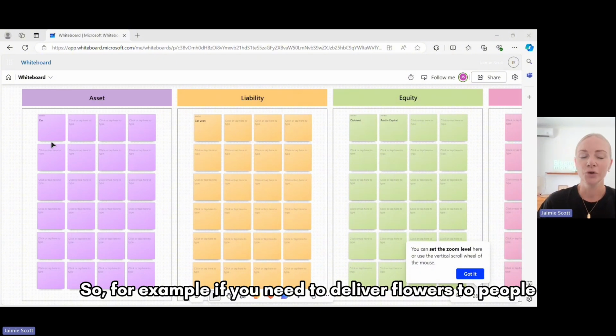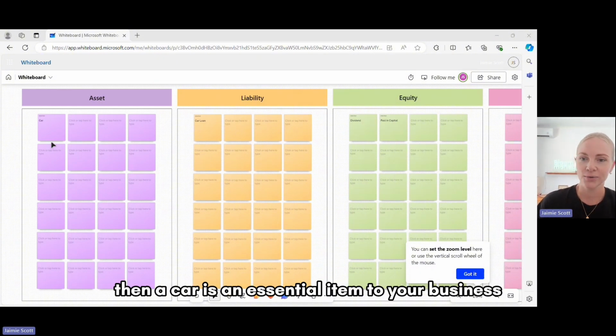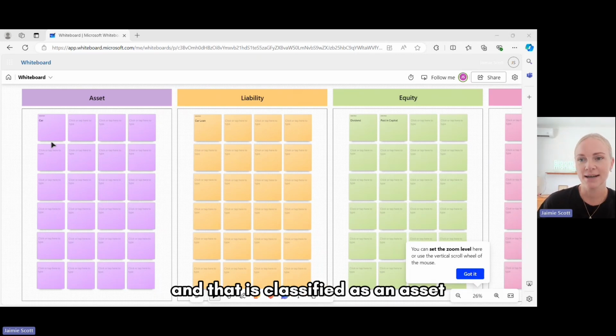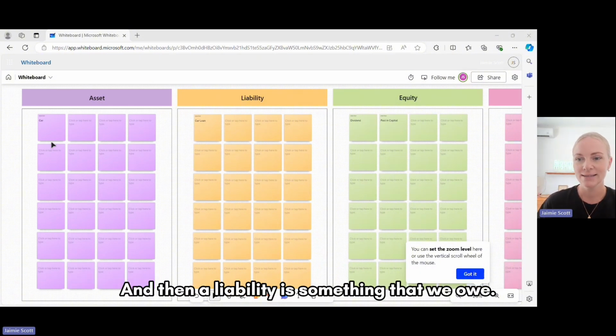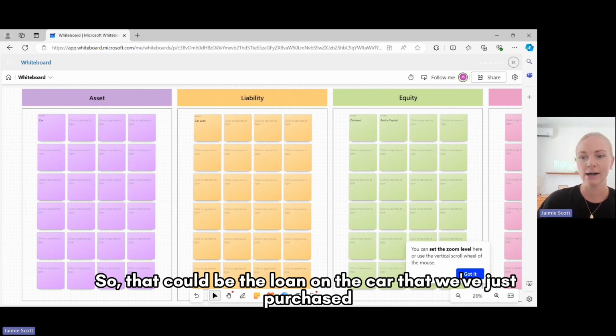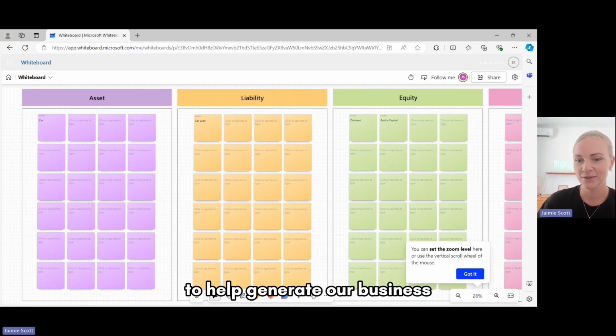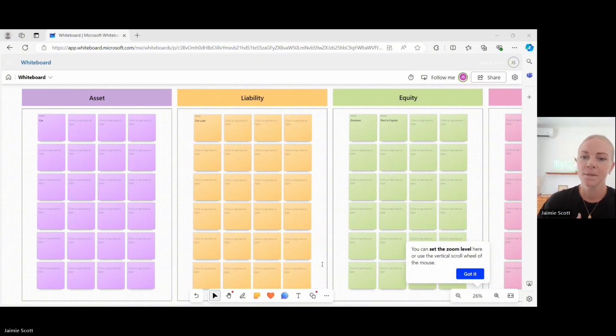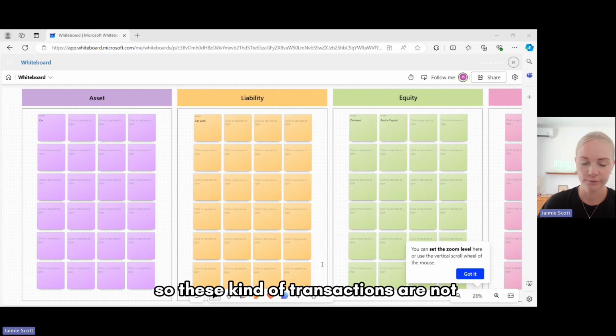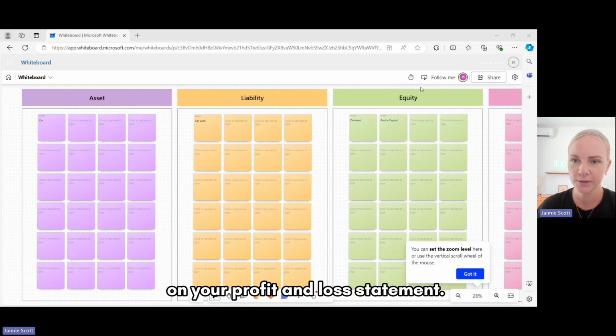So, for example, if you need to deliver flowers to people, then a car is an essential item to your business, and that is classified as an asset because it's going to provide us benefits over a period of time. And then a liability is something that we owe. So that could be the loan on the car that we've just purchased to help generate our business. And this also usually happens over a longer period of time. So these kind of transactions are not on your profit and loss statement.